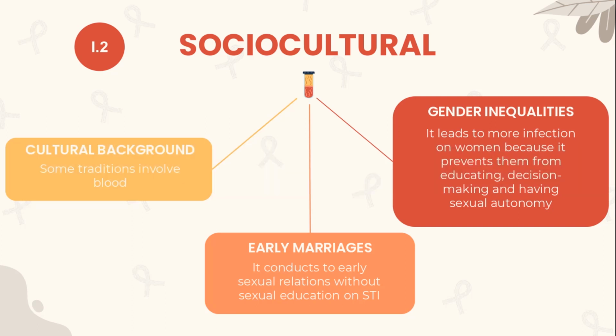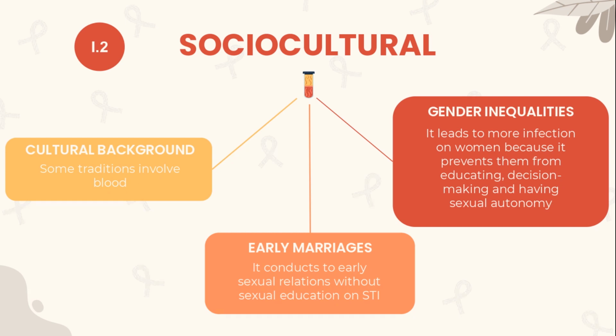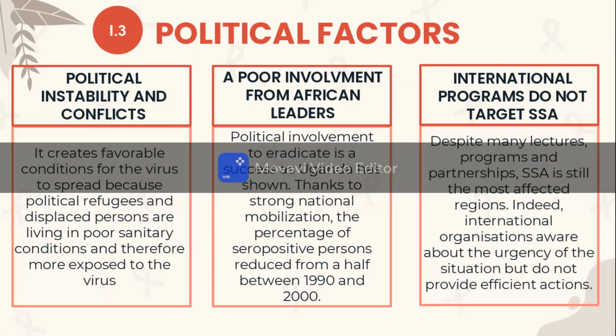There is also, we can say, a sociocultural problem. In the cultural background, some traditions involve blood, so it's really problematic for treating AIDS. Early marriage leads to early sexual relations without sexual education on STIs. And gender inequalities lead to more infections in women because they are prevented from getting educated, from decision making, and from having sexual autonomy.